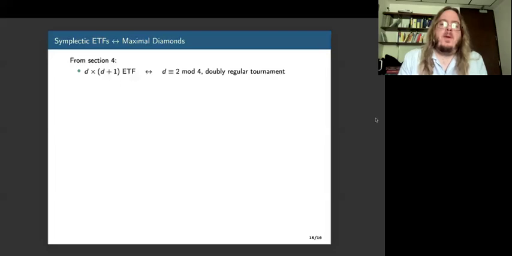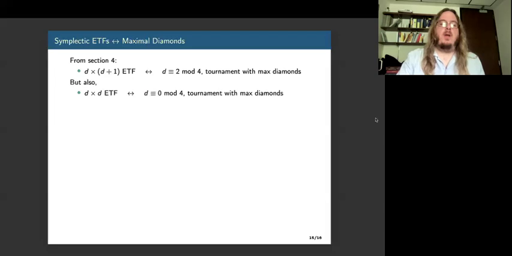So from this last section, I said that if I had a d by d plus 1 symplectic ETF, then d was 2 mod 4, and I was switching equivalent to a doubly regular tournament, right? My underlying graph was. But in this case, for d congruent to 2 mod 4, this is the same as a tournament with the maximal number of diamonds. Okay, and what I'm trying to get at here is this isn't just true for d by d plus 1 ETFs. It's true for d by d ETFs too. So if I have a d by d ETF, then d is 0 mod 4. Actually, it can also be equal to 2. But either way, I have a tournament with the maximum number of diamonds.